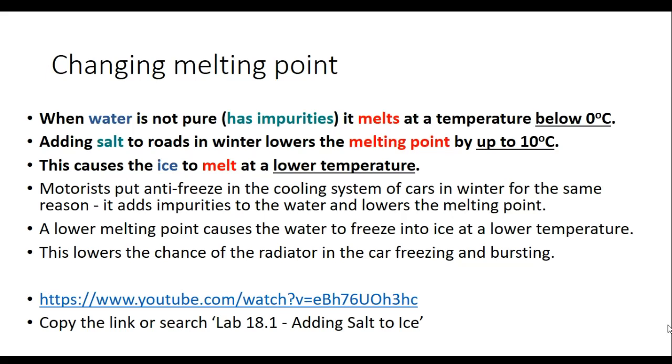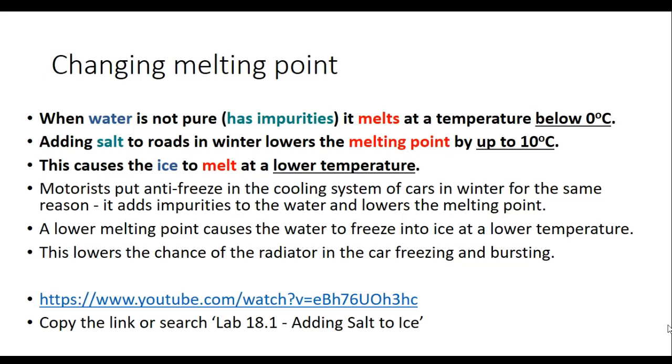So if there is no friction on the road, then cars will slide and they won't be able to grip the road properly. It can cause a lot of accidents. So that is why we grit roads. It's adding salt, not only salt but also sand. Adding sand to the roads increases the friction.